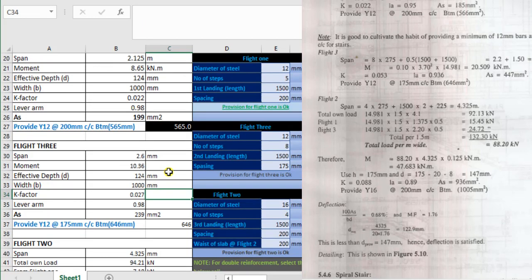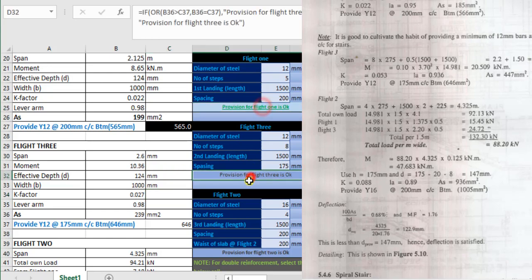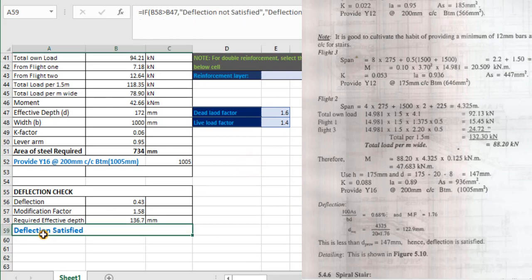So now look at it. How many minutes does it take? Less than 5 minutes once you have your parameters. Provision is okay, deflection provision is okay. So we are actually good to go.